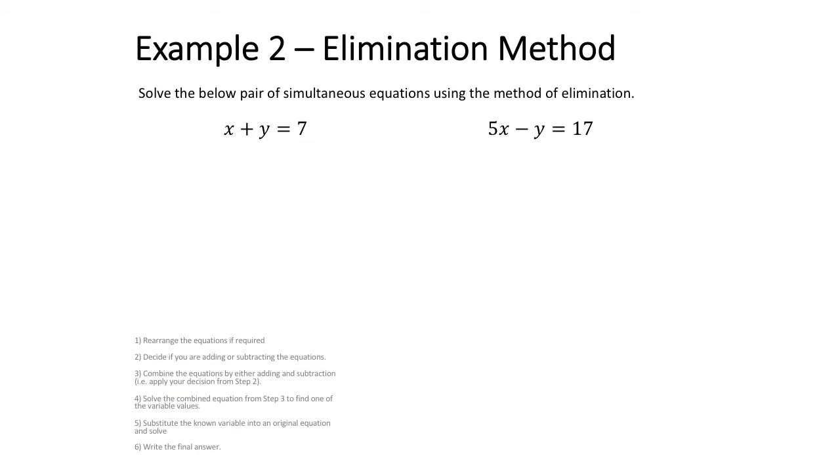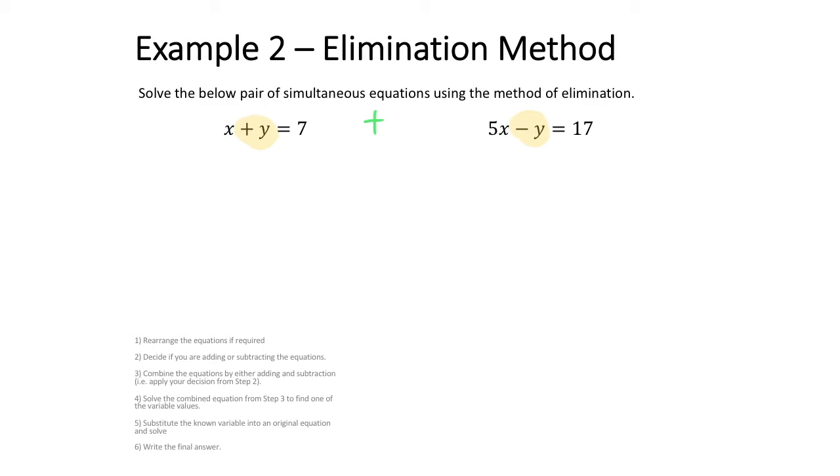So in the example, I want to solve x plus y is equal to 7, 5x minus y is equal to 17 using the elimination method. So my first step is to see if I need to rearrange any of my equations. And I can see that I've got a plus y in my first equation, and I've got a negative y in my second equation. So both of those have a coefficient of 1, so I don't need to rearrange my equation. My next step is to decide if I'm going to be adding or subtracting. Now, because I've got a plus y and a negative y, to be able to eliminate those when I combine them, I need to add my equations together.